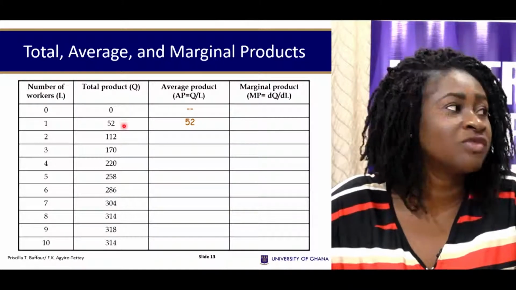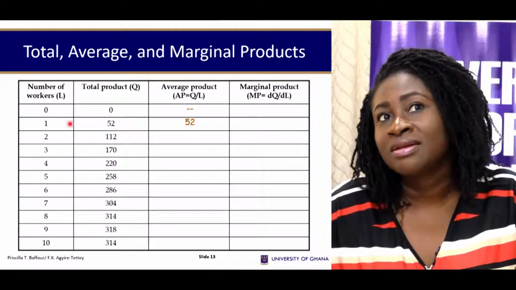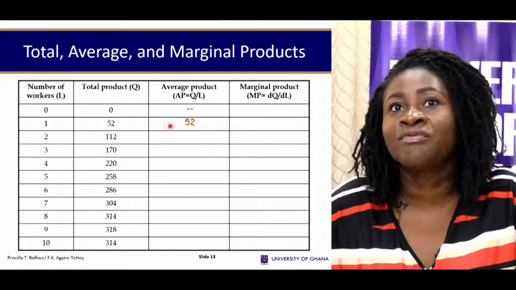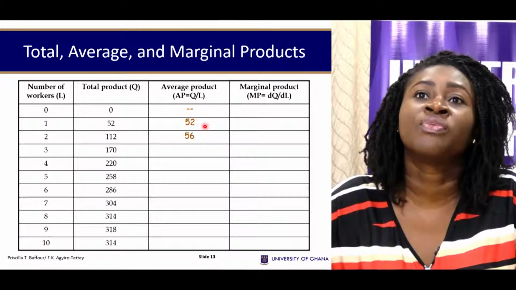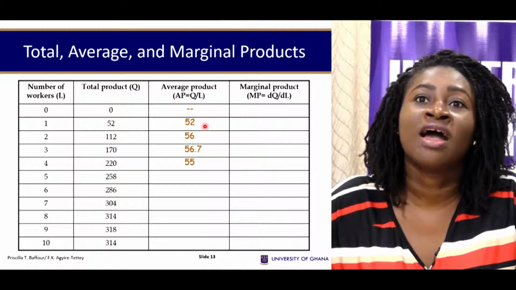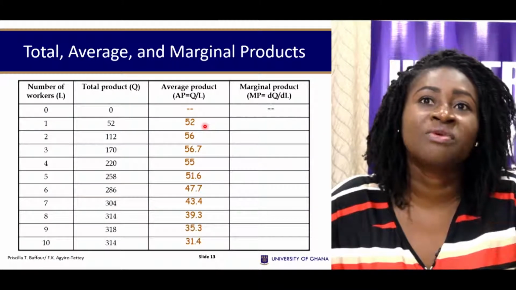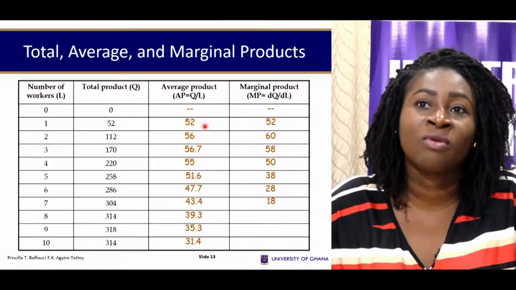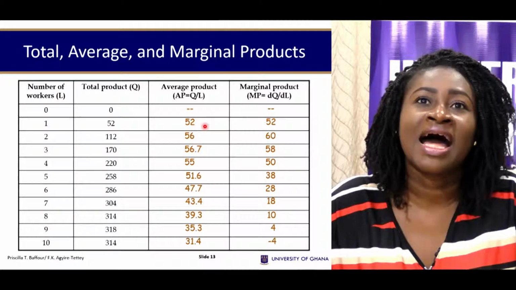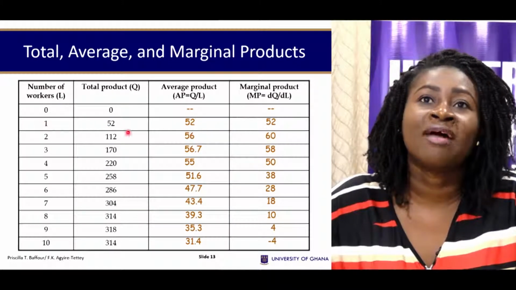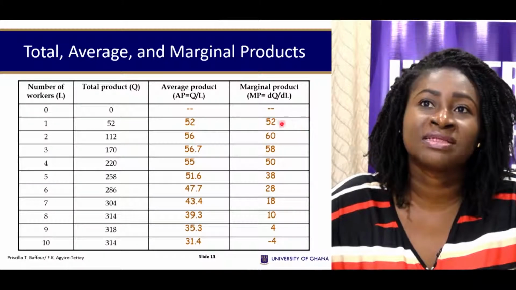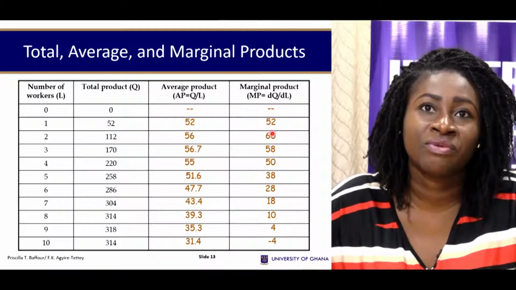So when we have 52 products, one person produces it. So average is what? 52. Then in terms of the rest, we'll keep on dividing all of them. Then when we come to the marginal, at 52, we have one person. So marginal productivity of the first person is 52, right?